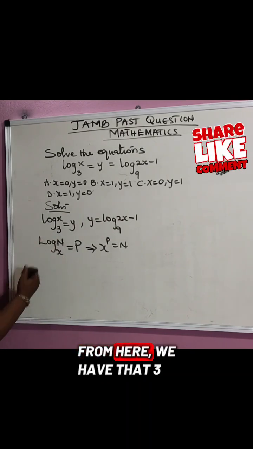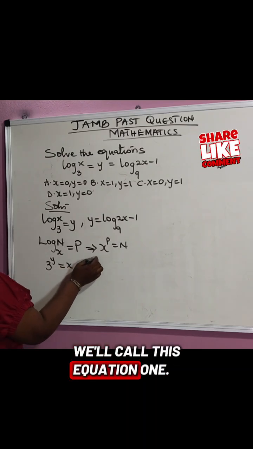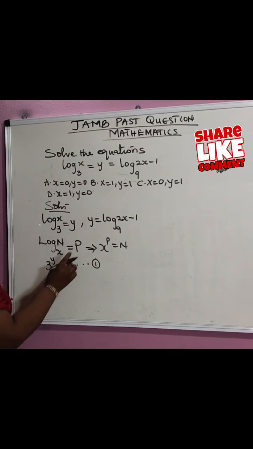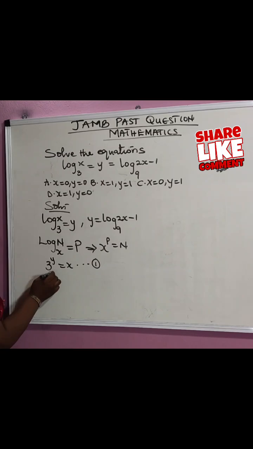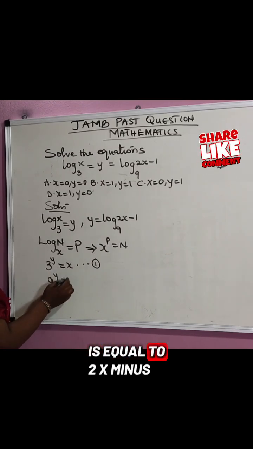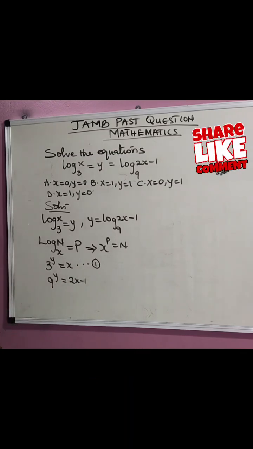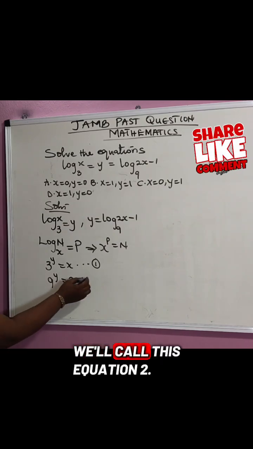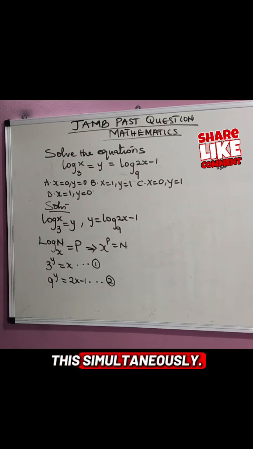From here, we have that 3 raised to power y is equal to x. We'll call this equation 1. In this equation, 9 raised to power y is equal to 2x minus 1. We'll call this equation 2. Now we are going to solve this simultaneously.